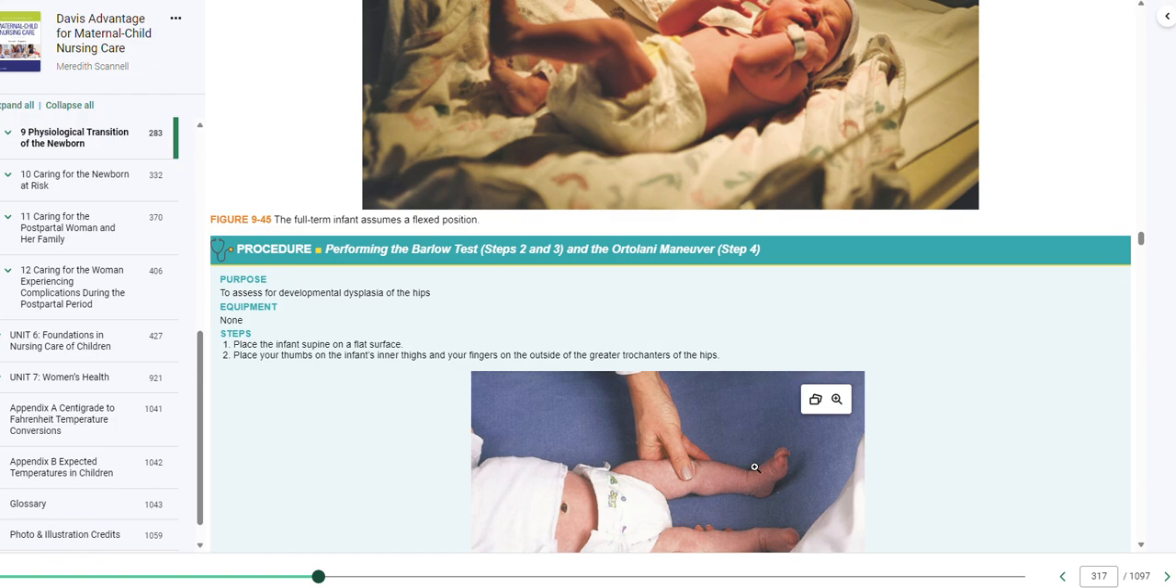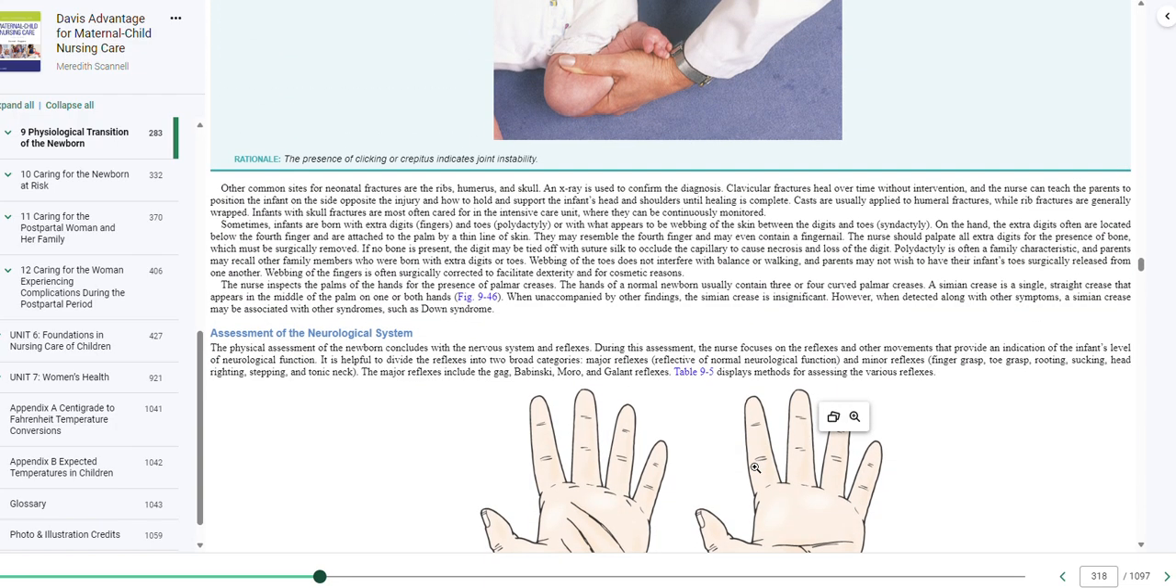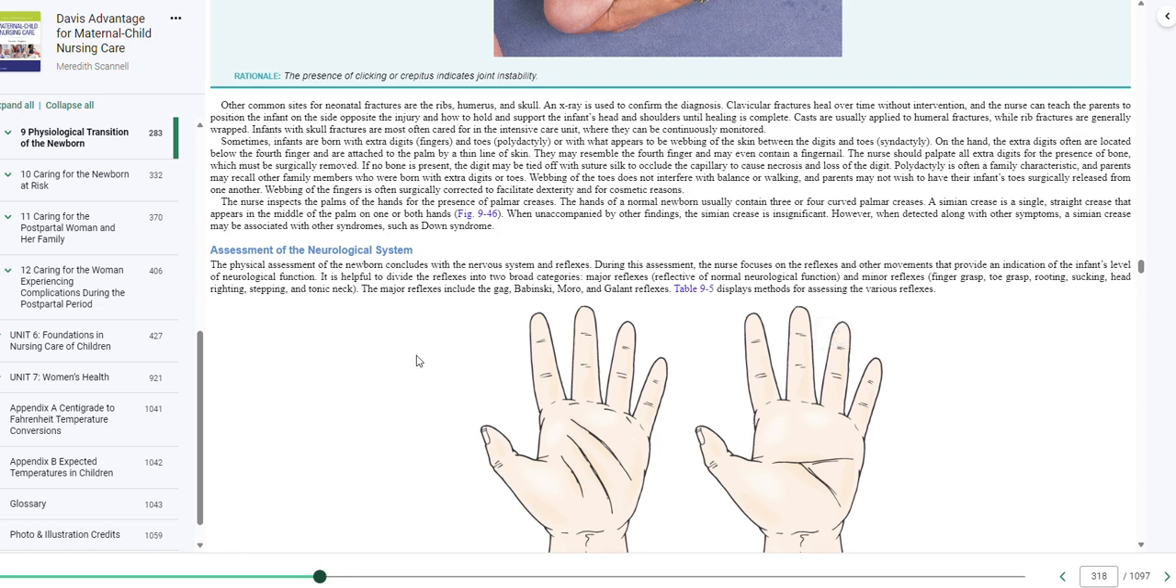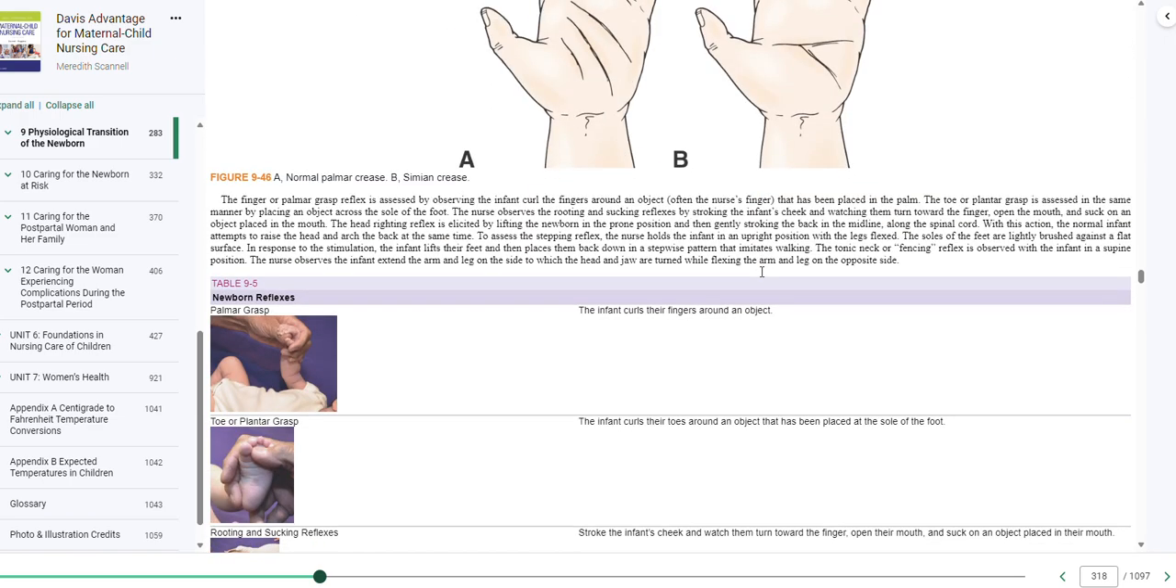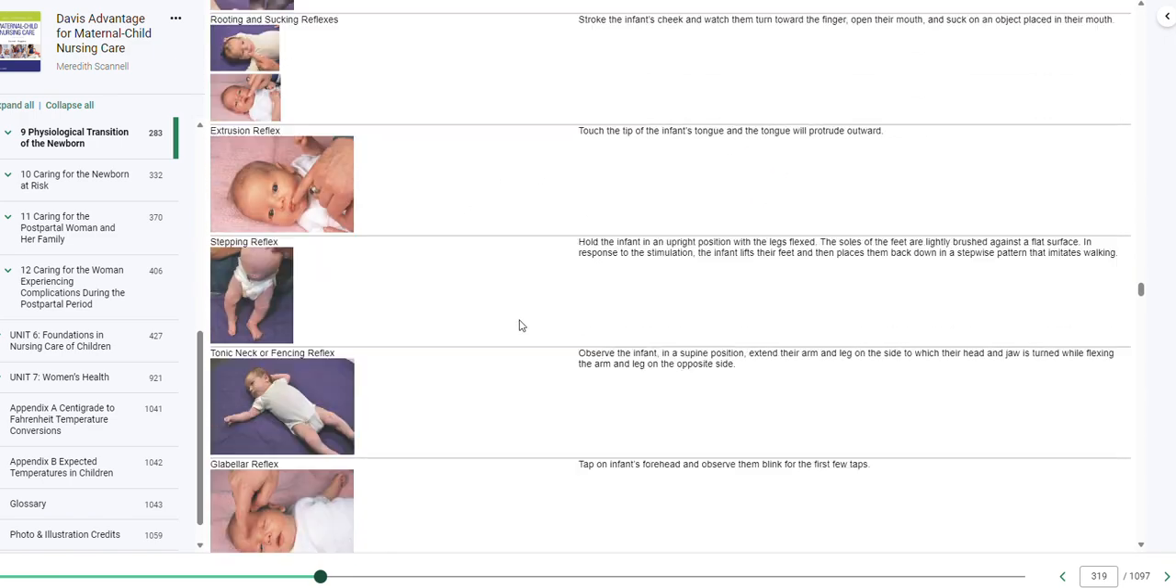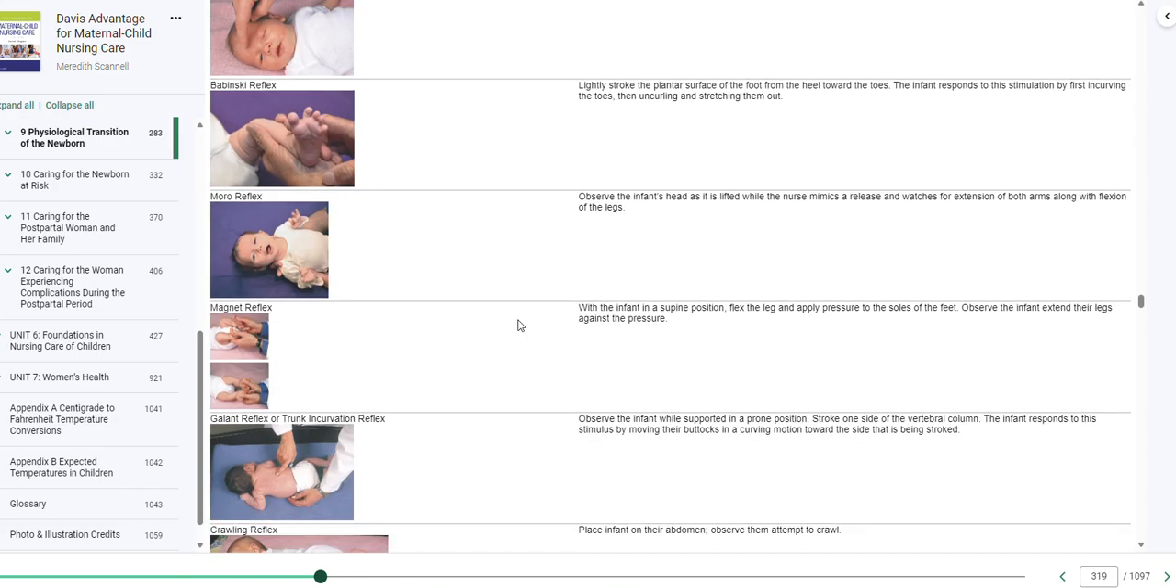So look on page 318. We're going to talk about syndactyly and polydactyly, okay? So polydactyly is where there's extra digits, okay? Be familiar with that term. And then syndactyly is where there's a webbing in between the fingers or the toes, okay? This is all of your reflexes, okay? Just be familiar with those.